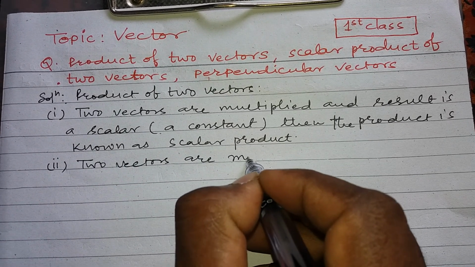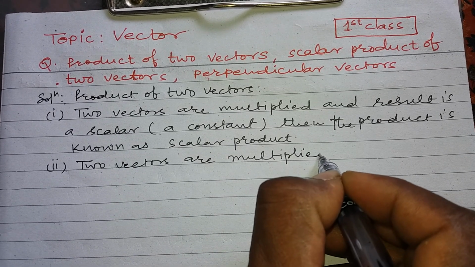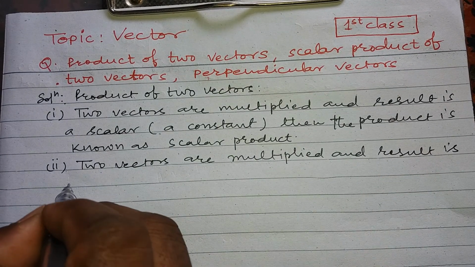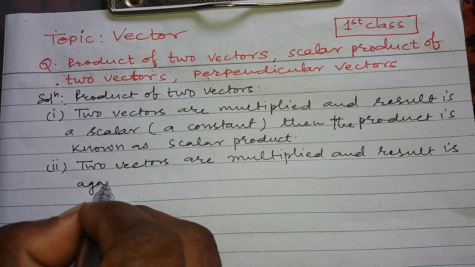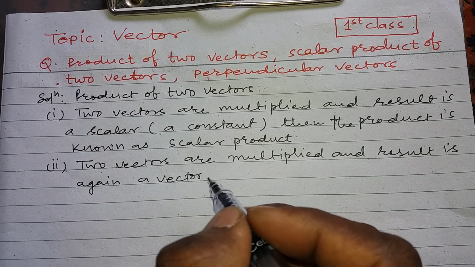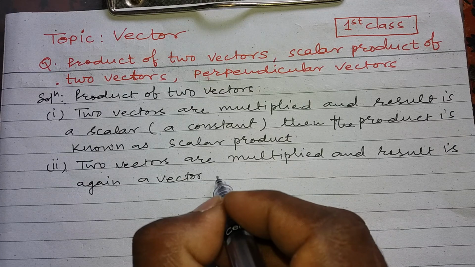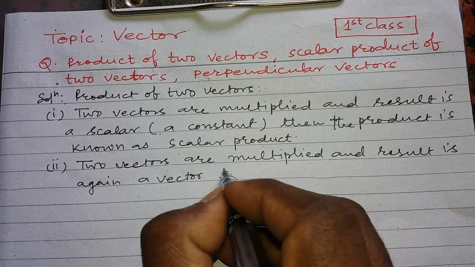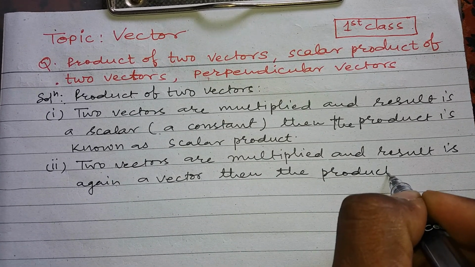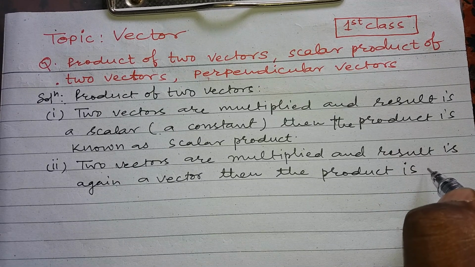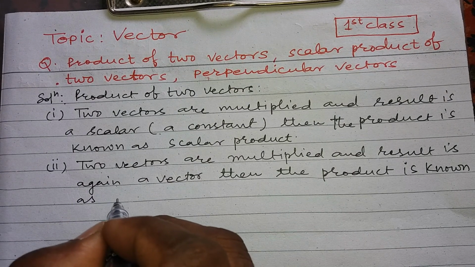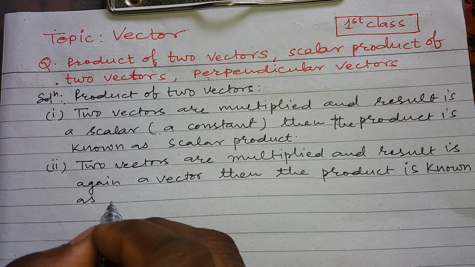are multiplied and the result is again a vector, again a vector, then the product is known as vector product.